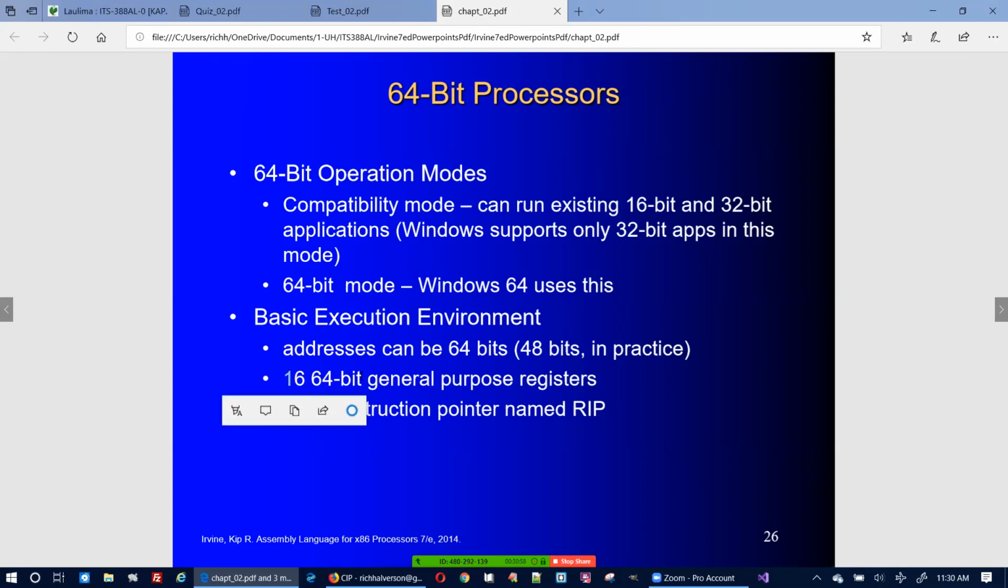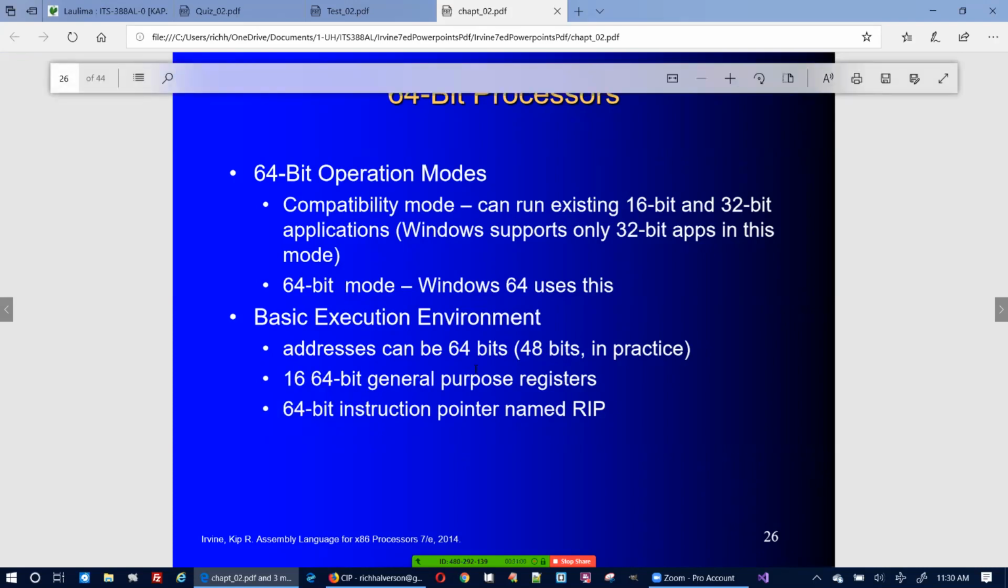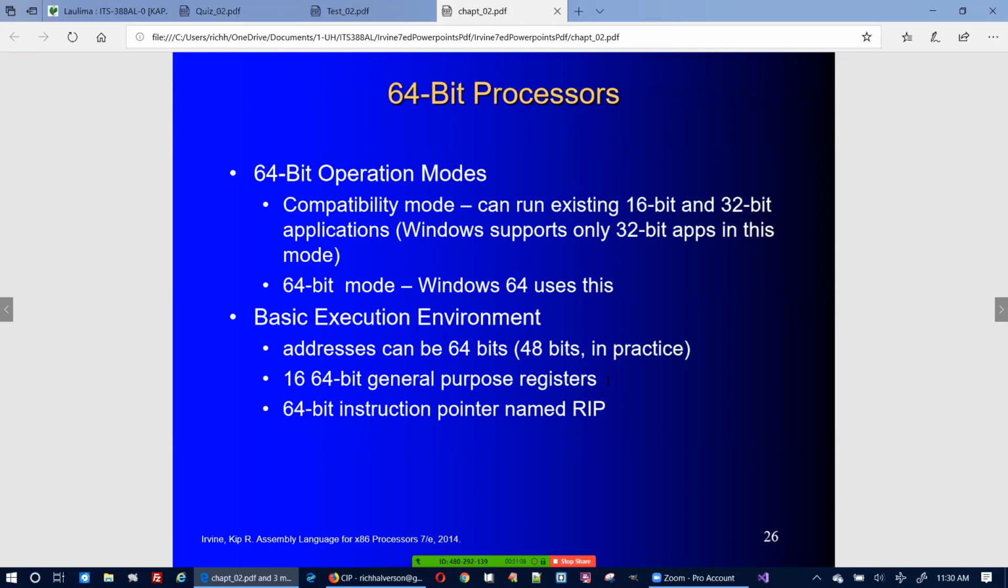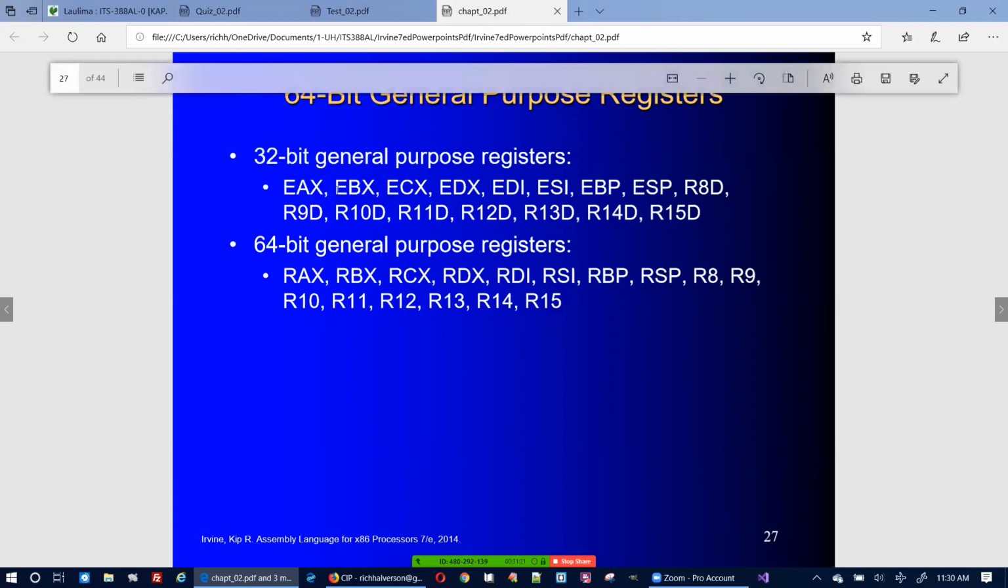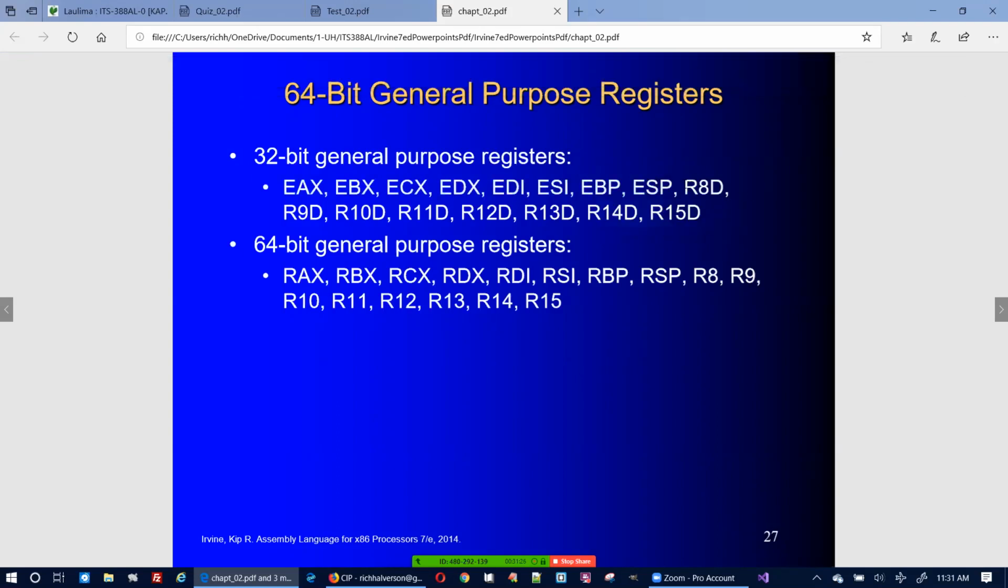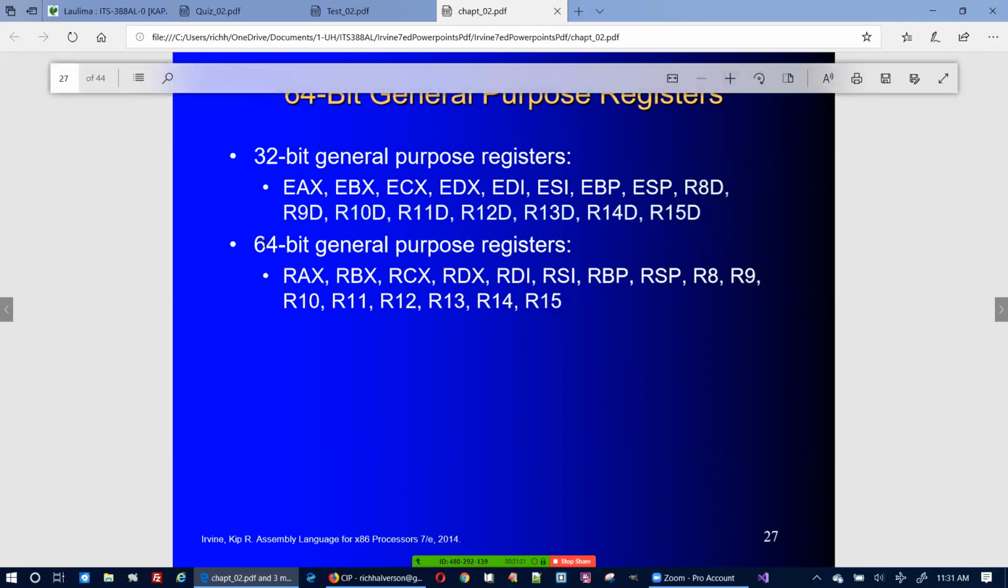There's 16 64-bit general purpose registers instead of just 8 as before, so we actually get 8 more. And then there's a 64-bit instruction pointer called the RIP instruction pointer. So these are the 64-bit general purpose registers. If we're doing 32-bit operands, then we still have the regular set that we normally have up to here, but then we also get 8 more. And if we're using 64-bit operands, then it just looks like this.